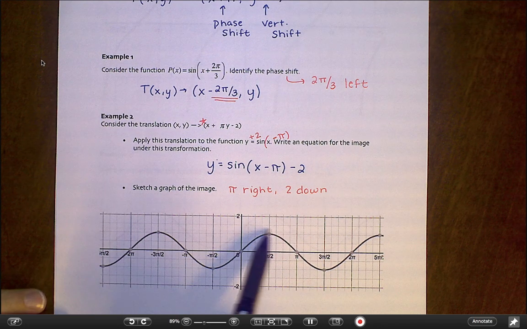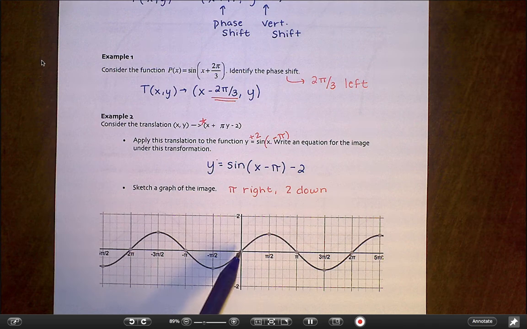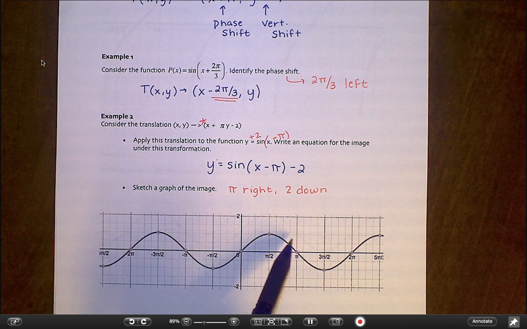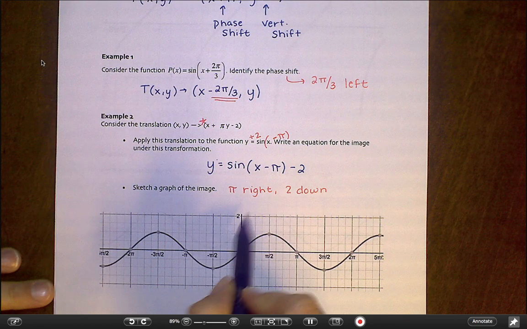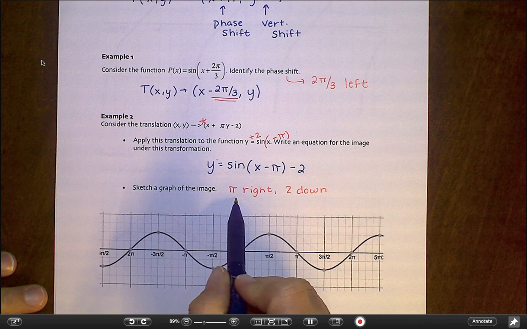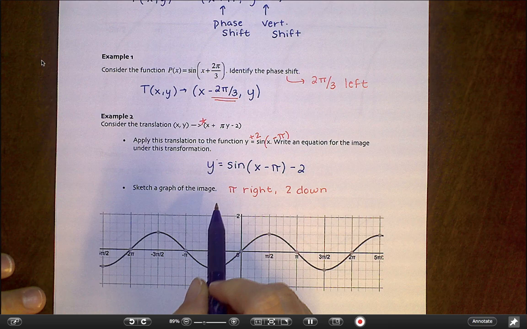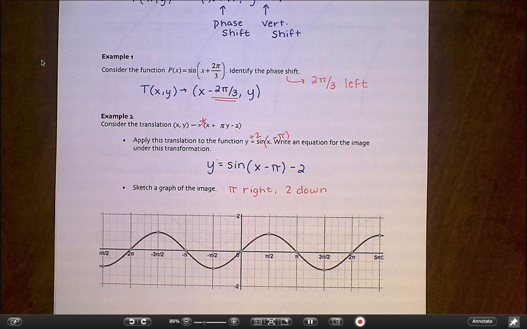So this graph here is the original sine function. Again, I can tell that because it starts at 0, 0. It's got an amplitude of 1. And what I'm going to do to these points is move them all by this much. So I'm going to take everything and shift it over to the right by pi and then move it down by 2. Okay?